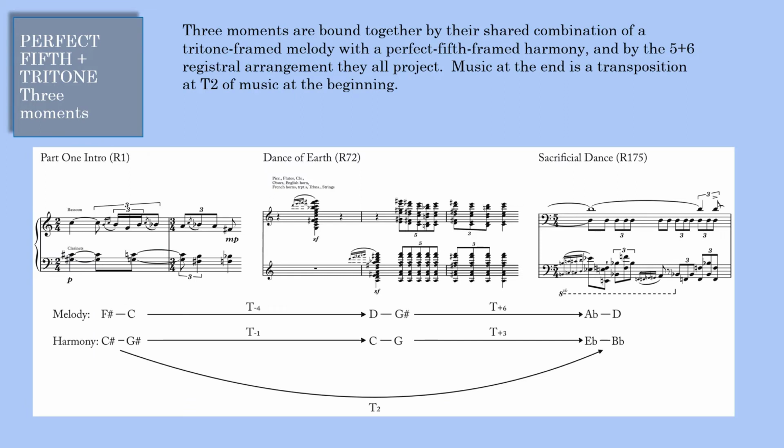These three moments are bound together by their shared combination of a tritone-framed melody with a perfect fifth-framed harmony, and by the 5+6 registral arrangement they all project. Looking at the intervallic voice leading that links them, we see that the music at the end of the ballet is a simple transposition of the opening music up 2 semitones.